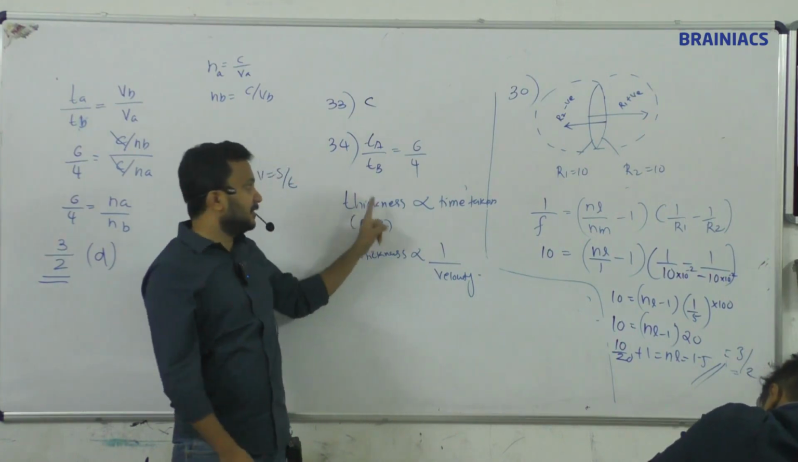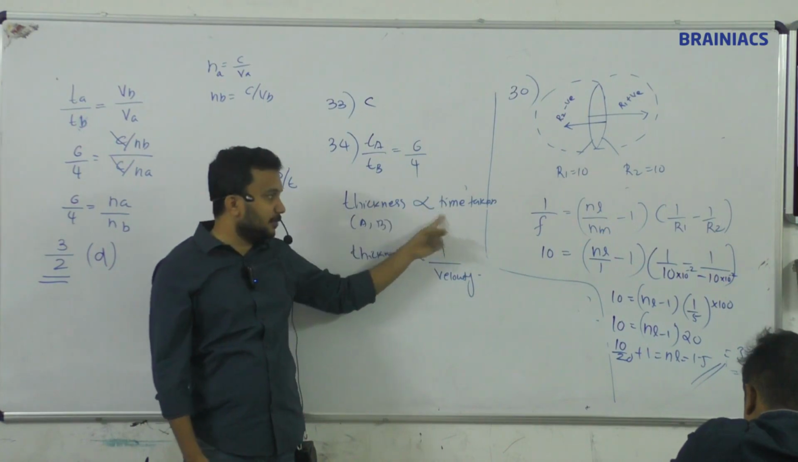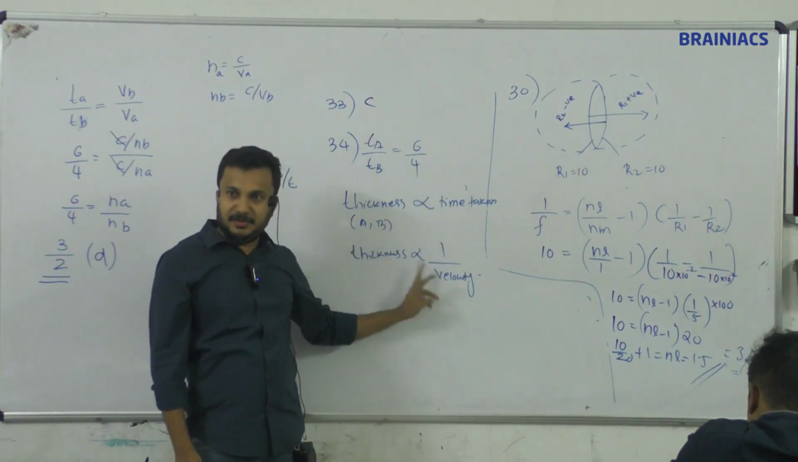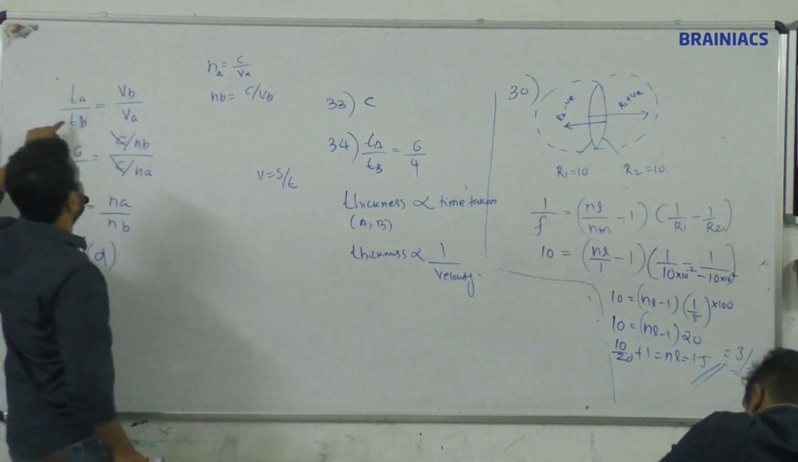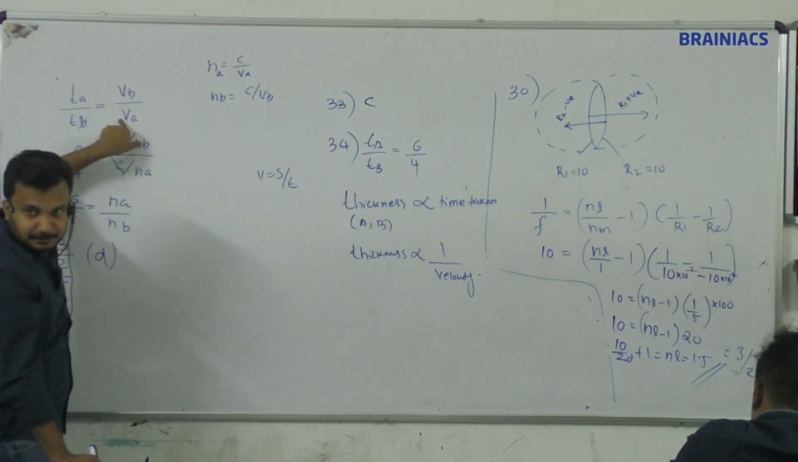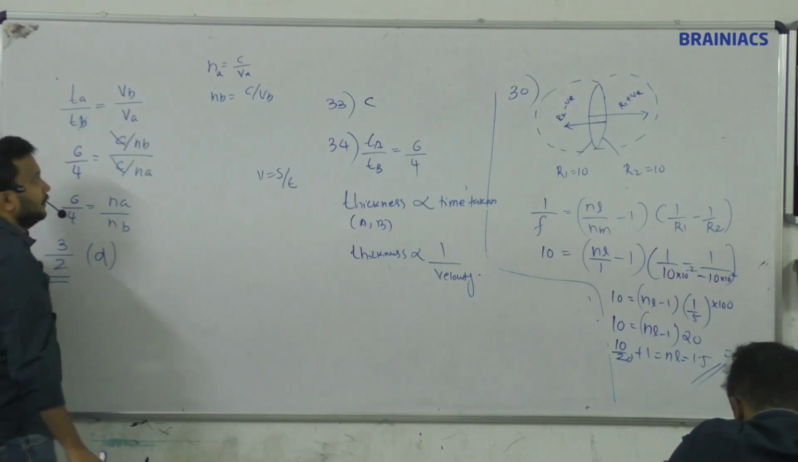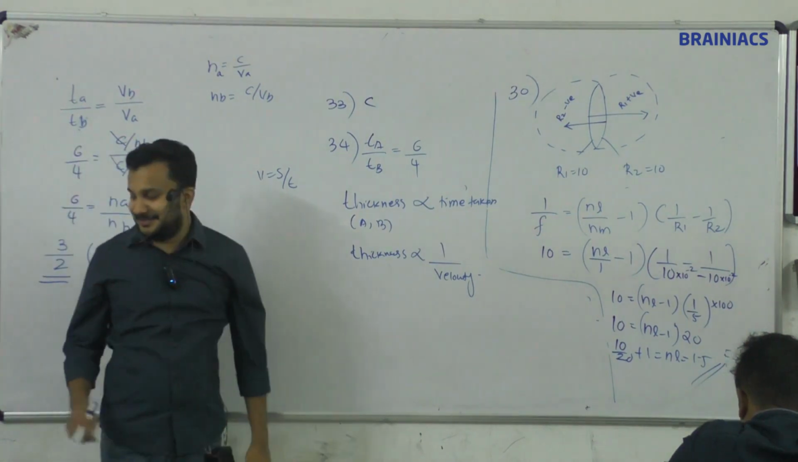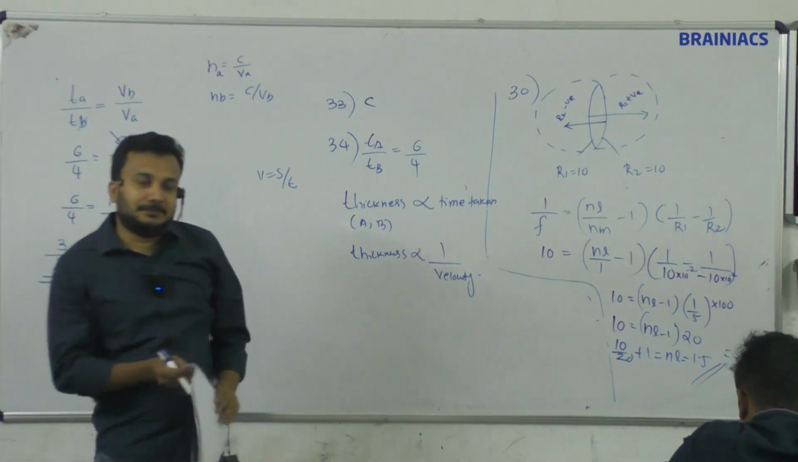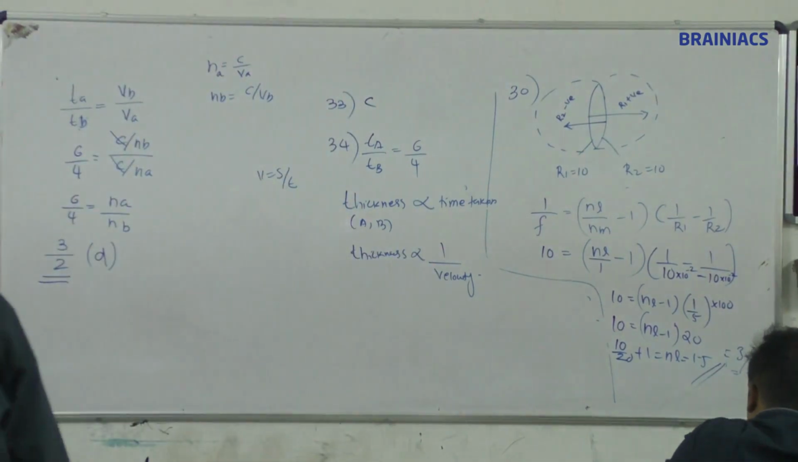Inverse relation, right? Thickness is directly proportional to time, and time and velocity are inversely proportional. So if one is directly proportional, the other is 1 by V. So 1 by V is taken. So thickness of A divided by thickness of B is equal to velocity of B divided by velocity of A. This is not thickness, this is displacement only.